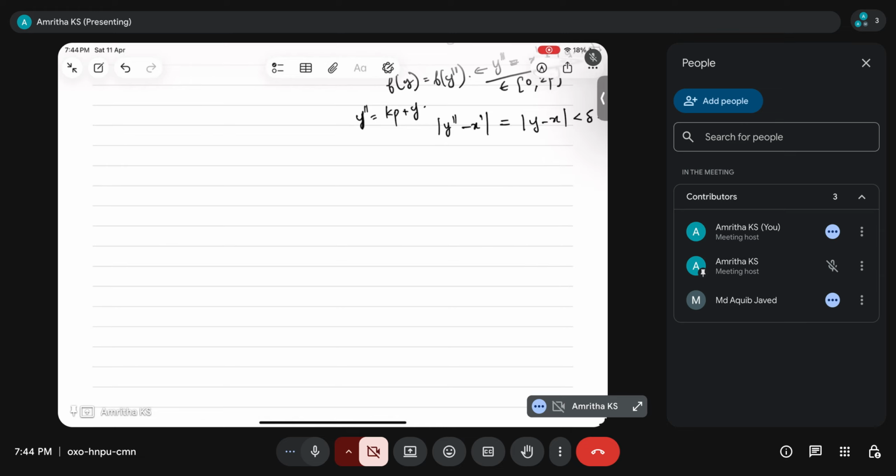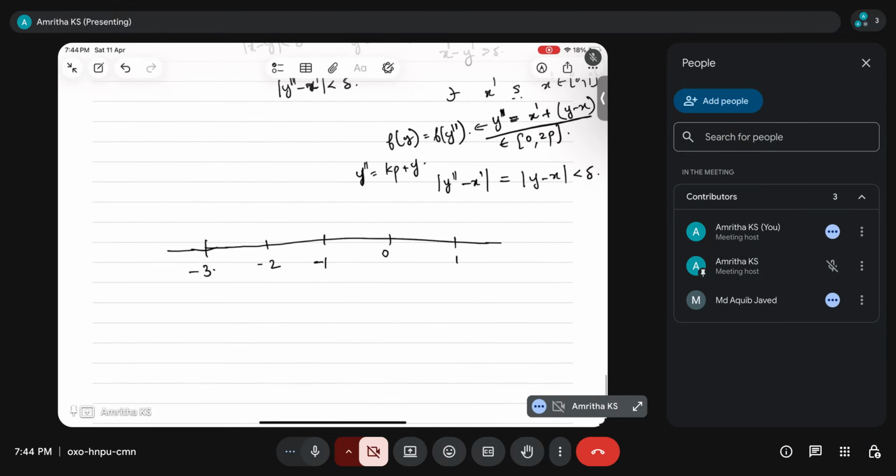Take p to be 1. 0, 1. Okay. So what can go wrong? Now this is your minus 1. This is your minus 2. This is your minus 3.